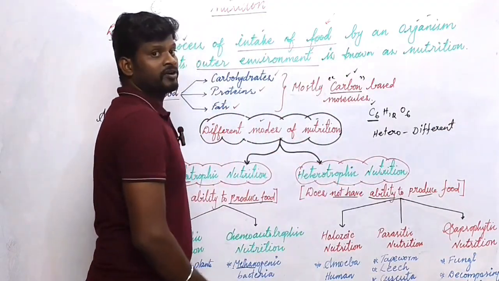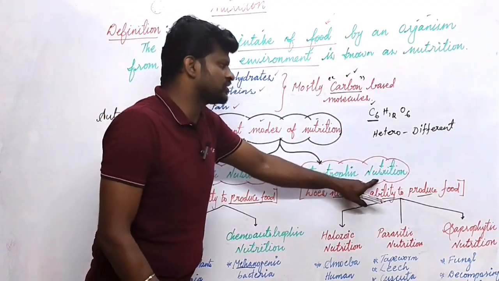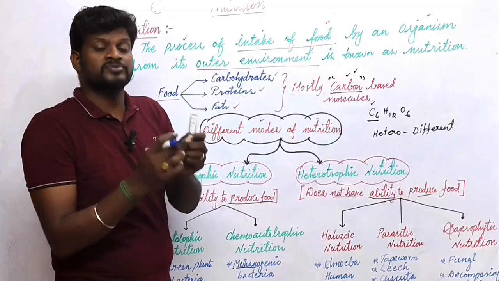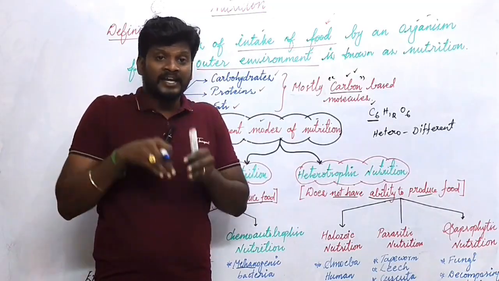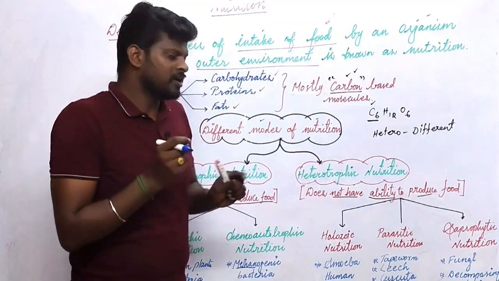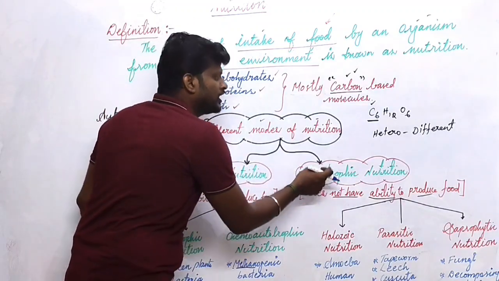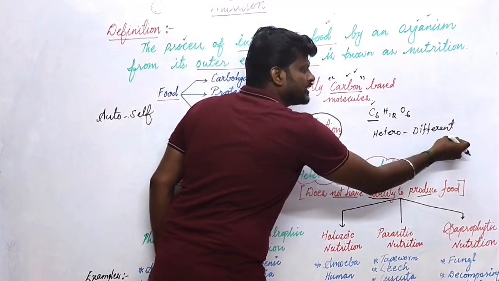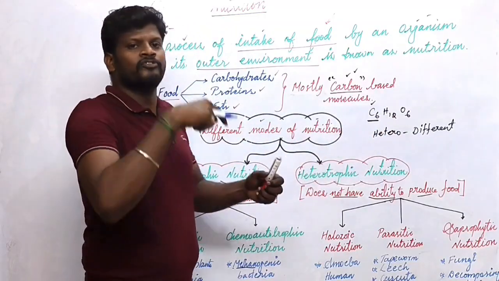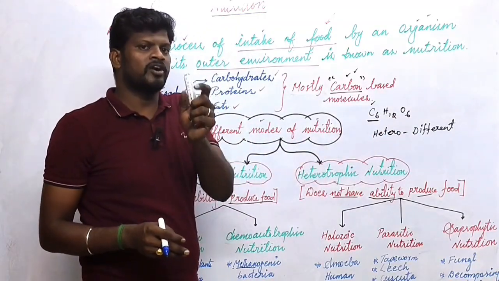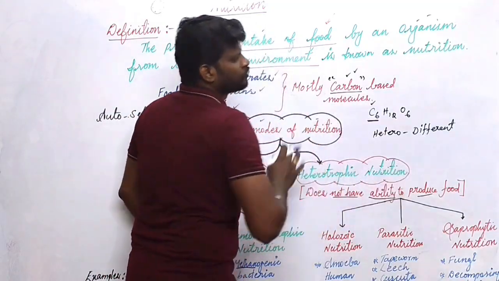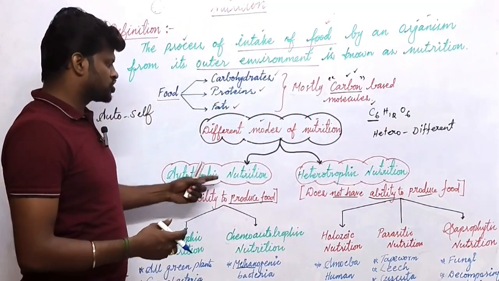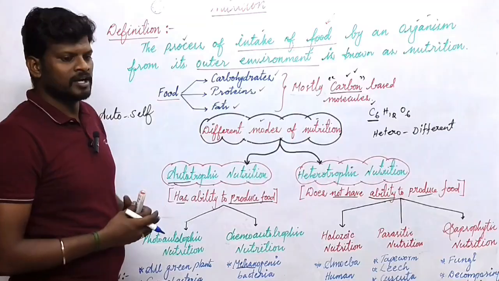Hetero means different. So heterotrophic nutrition means that certain organisms do not have the ability to prepare their own food. Instead, these organisms depend on other organisms to fulfill their food requirements. Such a mode of nutrition is called heterotrophic nutrition. Let us discuss each type of nutrition in a detailed way.